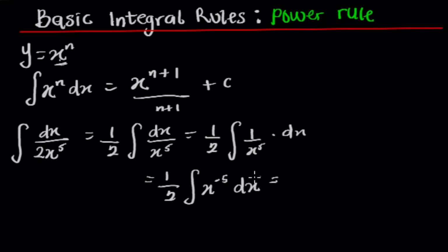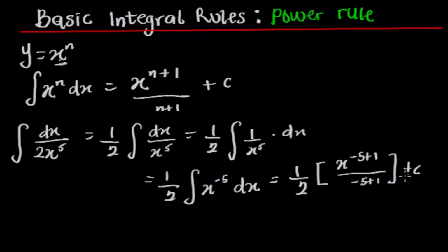Then let's go ahead and integrate this. I'm going to have 1/2. So integrating x to the power of minus 5, I'm going to have everything here to be x to the power of minus 5 plus 1, divided by minus 5 plus 1, plus c. So I can now simplify this expression further. If I simplify, I'm going to have 1/2, x to the power of minus 4 divided by minus 4. That's exactly what I'm going to be having.